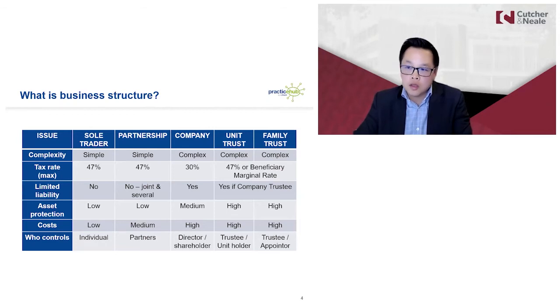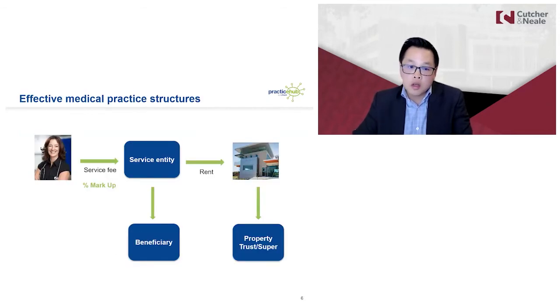You have specialists. We normally have in stage one, the doctor on the left-hand side, they pay a service fee, either on a percentage or a markup of cost to the service entity. That entity, that vehicle there in the middle, is typically a trust or a company structure of some sort, which is stage two, salary and wages, you've got staff and you've got rent. Stage three may be where you buy your own room.